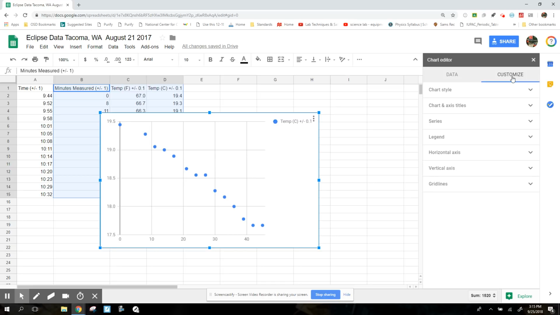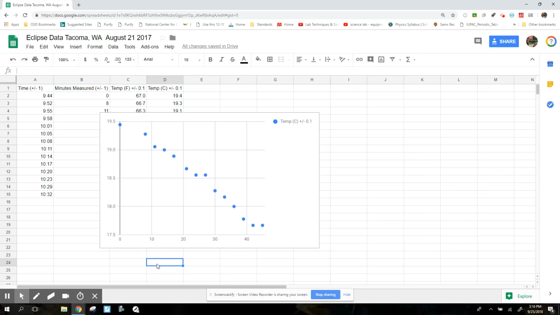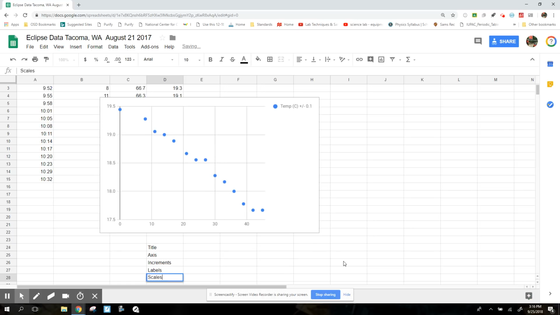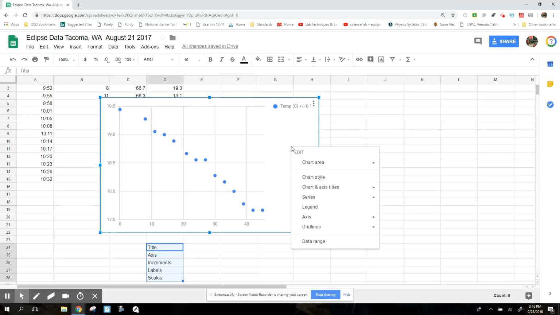titles. So I'd like to teach you something called TAILS: Title, Axes, Increments, Labels, Scales. In fact, I will go down here and I will type that for you. Labels, scales. These are all the things that you need to have in a correct scientific graph. The title has to be a certain way.